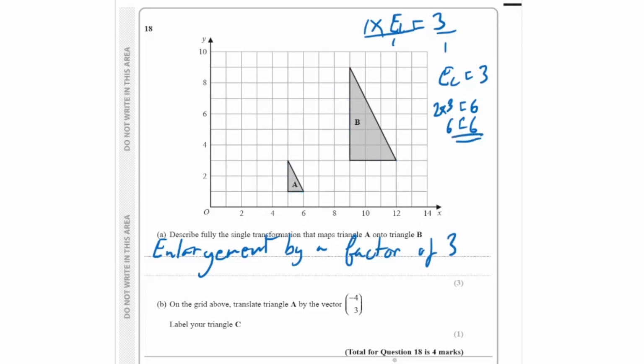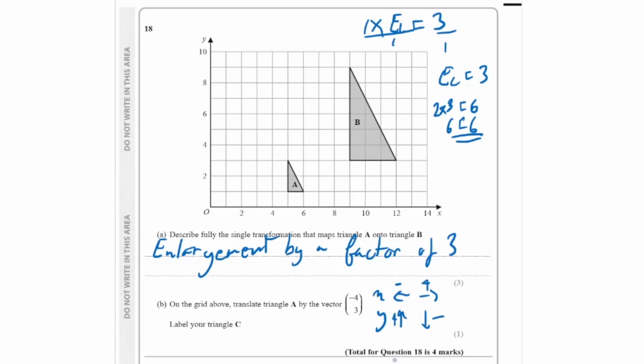Now, on the grid above, translate triangle A by a vector of negative 4, 3. Label your triangle C. Okay, now when dealing with vectors, it always follows x over y. And x deals with left or right. Y deals with up or down. Now, if the value is negative, it's to the left. If it's positive, it's to the right. But when dealing with the y-axis, if it's positive, it goes up. If it's negative, it goes down.